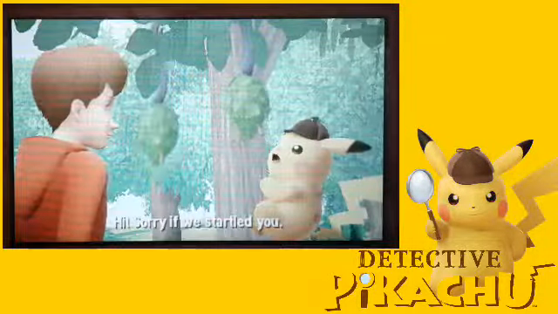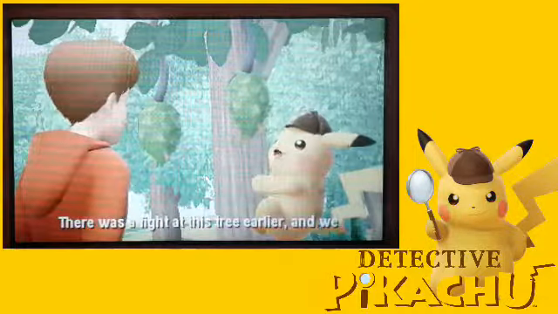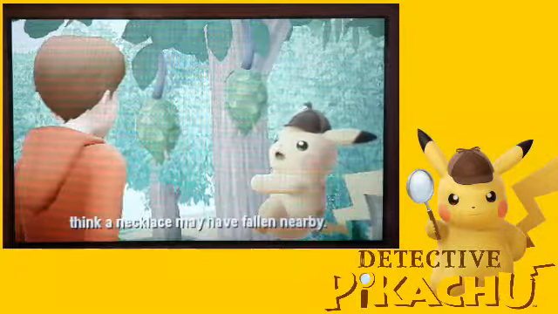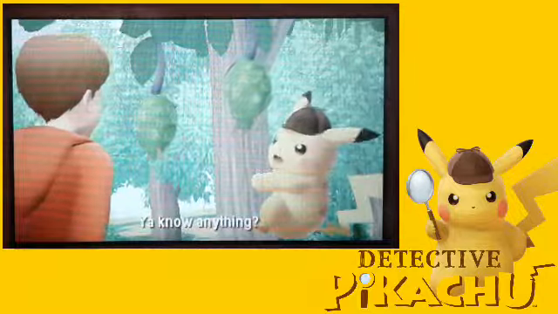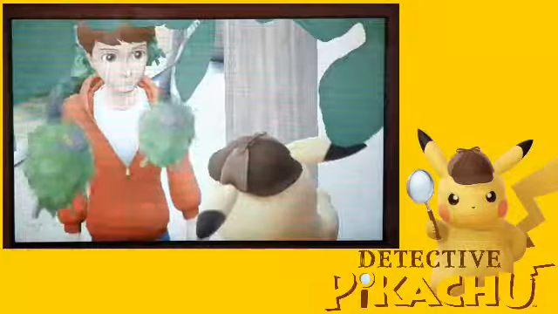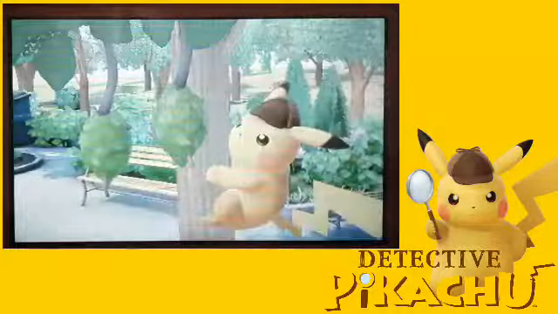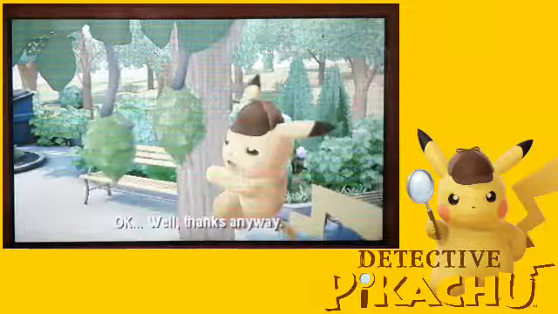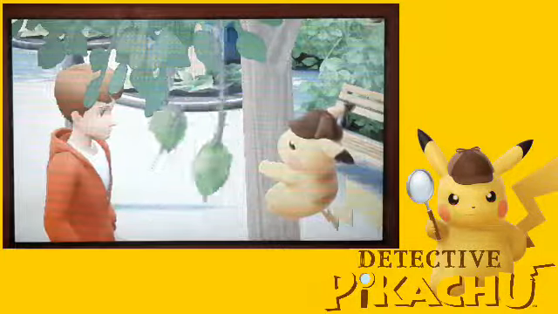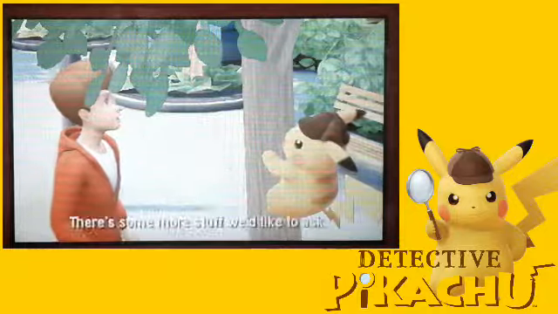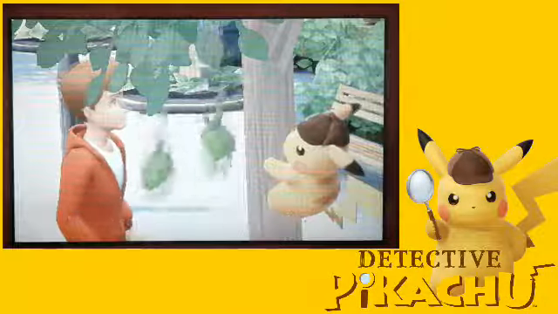Burmy. Hi. Sorry if we startled you. There was a fight at this tree earlier, and we think a necklace may have fallen nearby. Know anything? Okay. Well, thanks anyway. Wait, don't leave yet. There's some more stuff we'd like to ask.